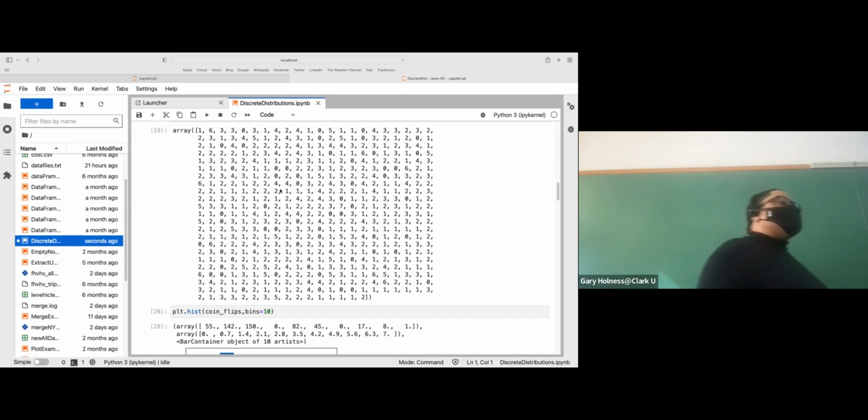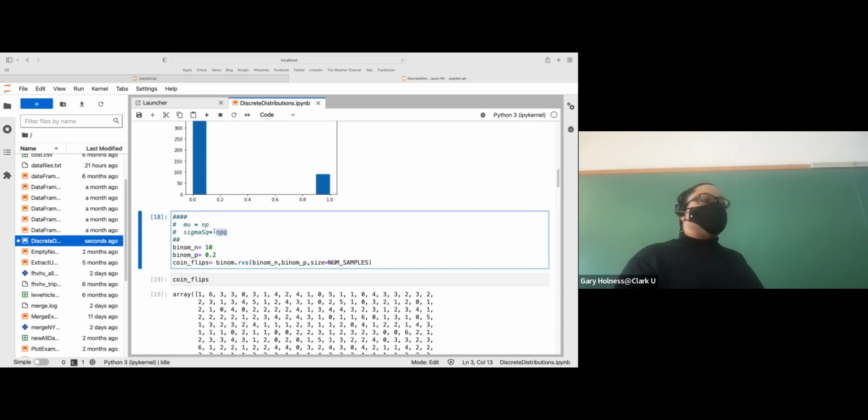And as you increase the sample size, it's going to get closer and closer to the ground truth, where the ground truth says the mean is n times p and the variance is n times p times q. Does that make sense? Any questions?